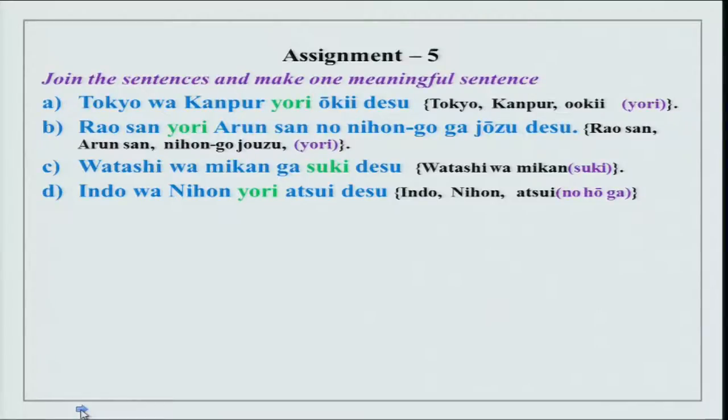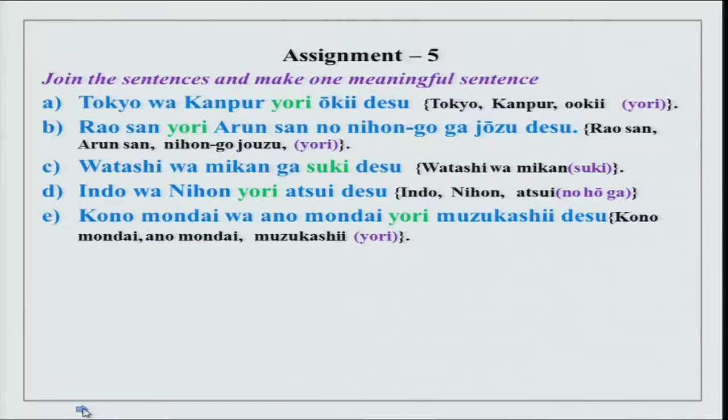Or you could also say Indo no hou ga Nihon yori atsui desu. As no hou ga is given, Indo no hou ga, where you show that one is bigger or greater than the other one. Your preference for A or B, whatever comes first before hou ga. Then, kono mondai wa ano mondai yori muzukashii desu. Yori.